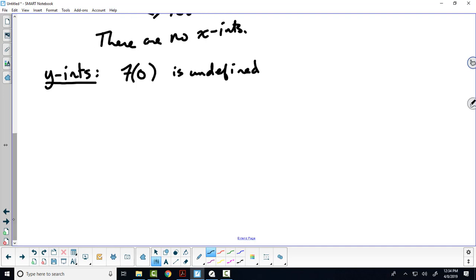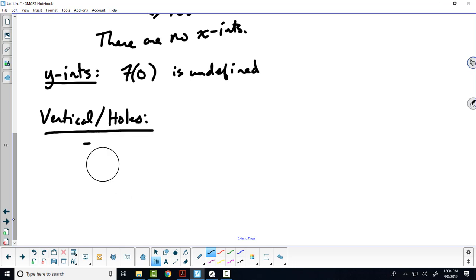The next thing we want to do is explore the behavior near the exclusions in the domain. So let's look for vertical asymptotes or holes. And this is actually the reason why I want to do this example, because something really interesting is happening at 0 that we haven't encountered before.